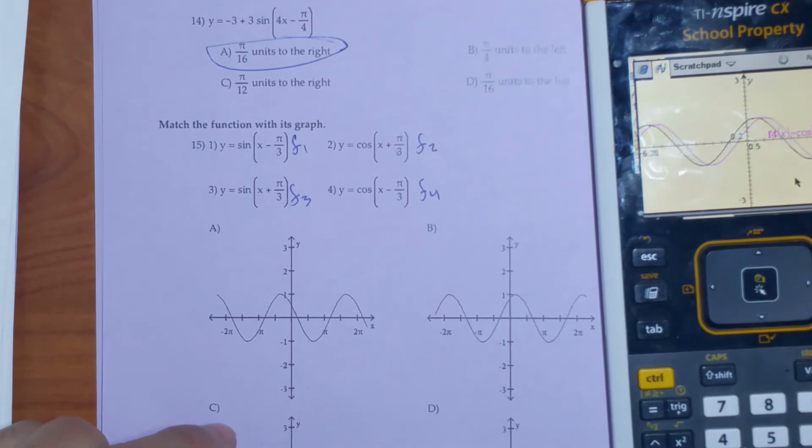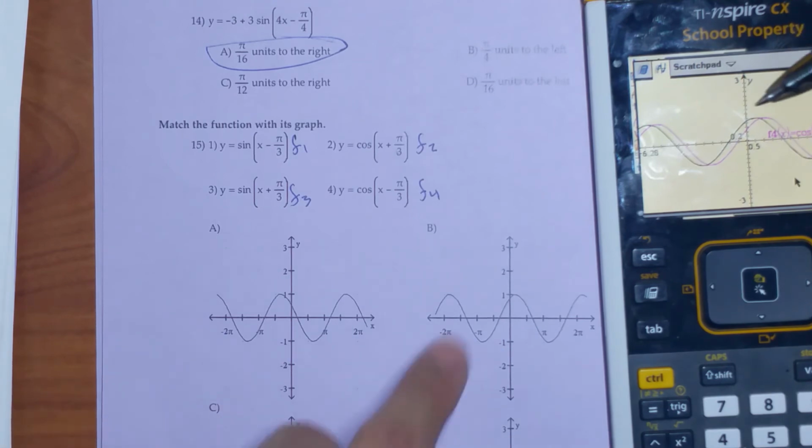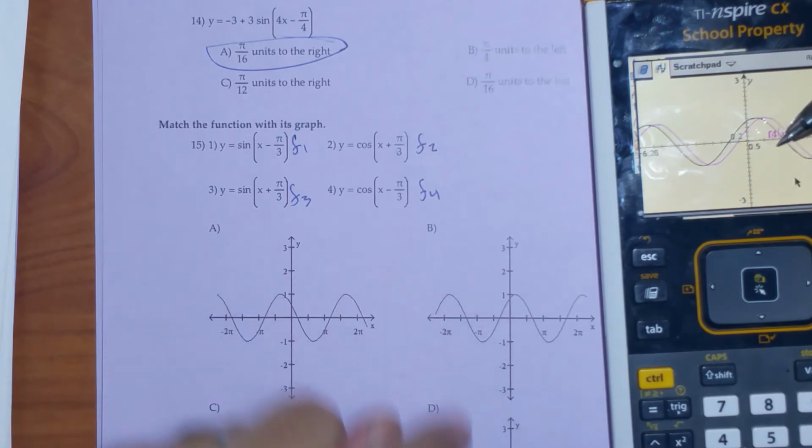All right. So now these ones are slightly different, right? Slightly different. So now let's take a look. We have B and D left over.